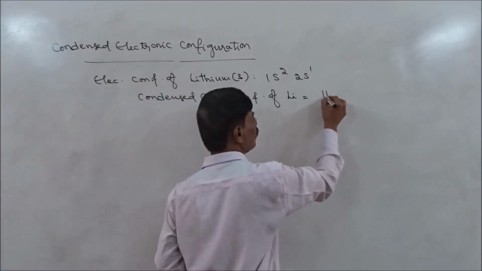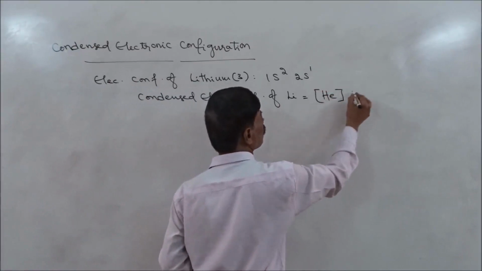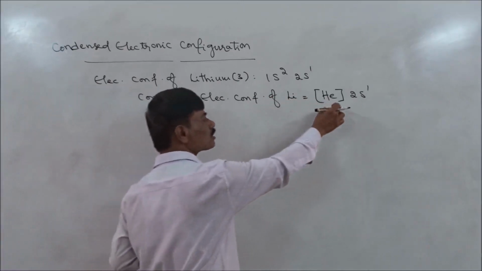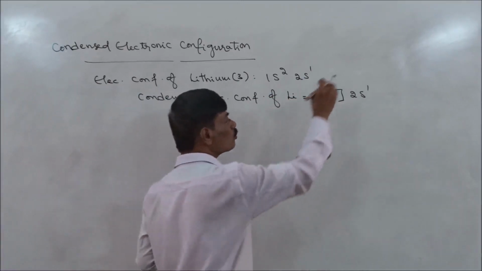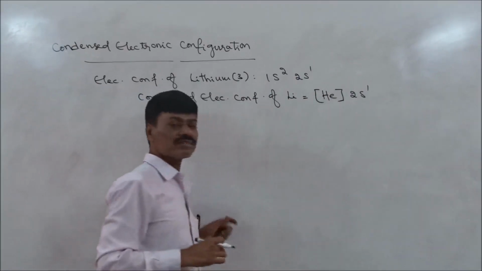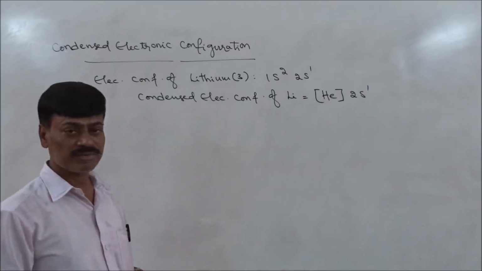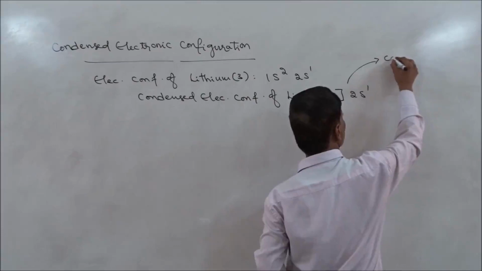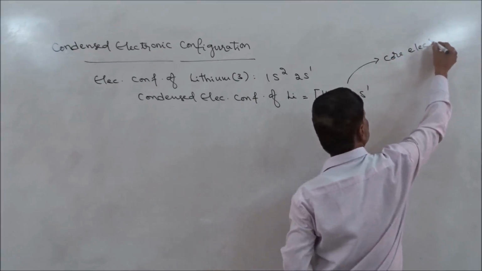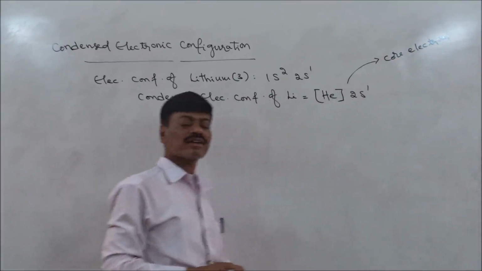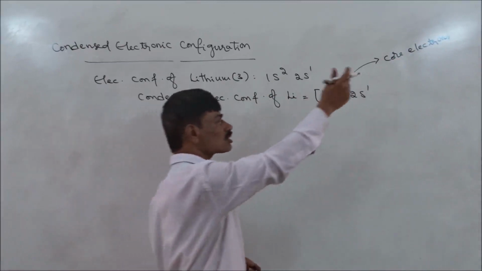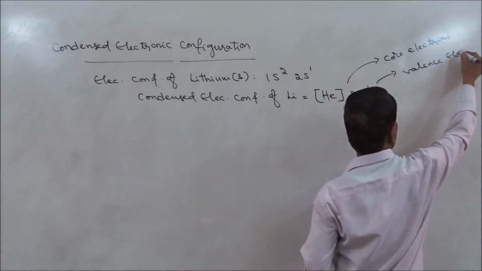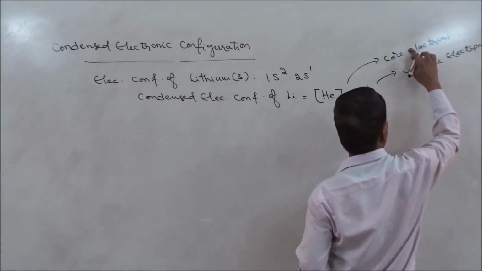So we write He in square bracket like this and then 2s1. Here helium atomic number is 2, so it will have 2 electrons. And 2s1 we have 1 electron. So 2 plus 1, 3. The electrons present in this square bracket of helium are called core electrons. And the electrons present in 2s1, means outermost electrons, are said to be the valence electrons.